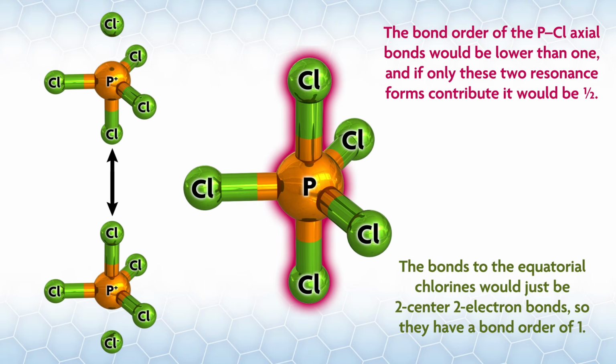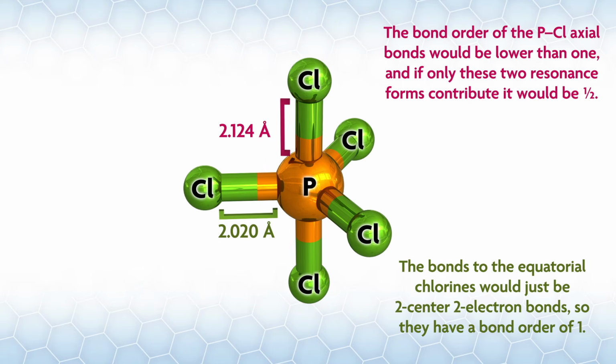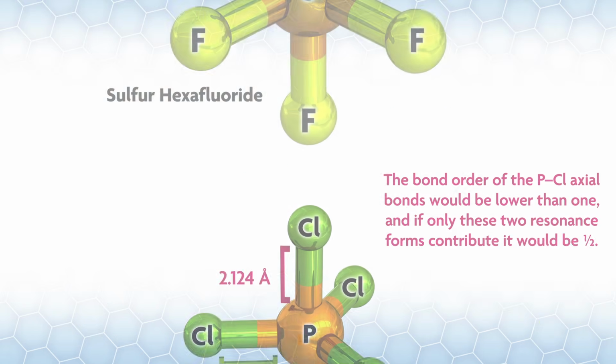One of the things that we would expect is that the axial distances would be longer because of the lower bond order, and there's a structure of the compound from electron diffraction. The equatorial PCl with a bond order of about 1 has distances of 2.020 angstroms, while the axial distances were much longer, as expected, at 2.124 angstroms, consistent with our picture.